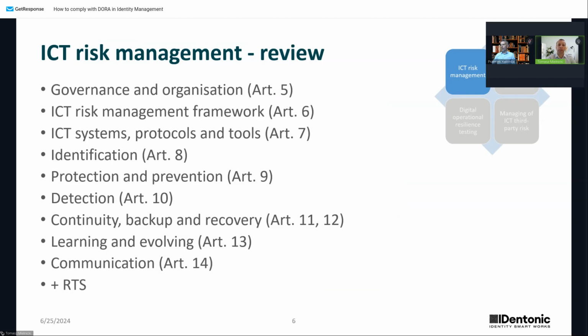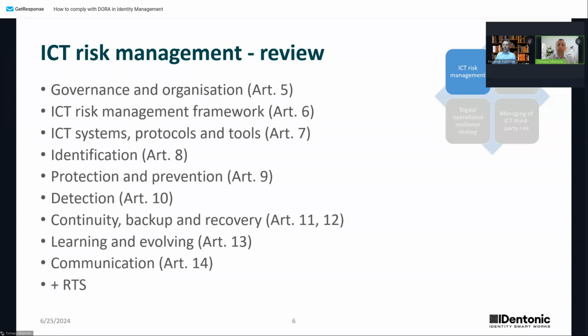If we look at the risk management framework and the legal framework, there are a number of articles in the DORA regulation which cover, first of all, governance and organization, so how the risk management framework is organized, and what is the role of the management board and the highest level of management in this area. Then we have the ICT risk management framework, how it should look like. Then we have the chapters about the ICT systems, protocols, and tooling, how we should treat them, how we should manage them. Then we have the very important chapter which refers to identification, Article 8, and this is one of the key points for managing identity and access management.